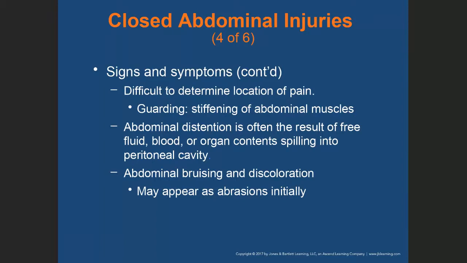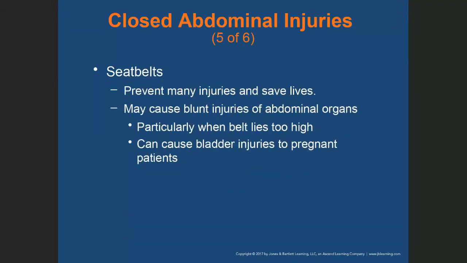So what you have to look for is subtle areas of discoloration. Discoloration around the navel, the flank, referred pain. Pay attention to these things. Seat belts prevent many injuries and save lives. They may cause blunt injuries of the abdominal organs, particularly when the belt lies too high. They can cause bladder injuries to pregnant patients.